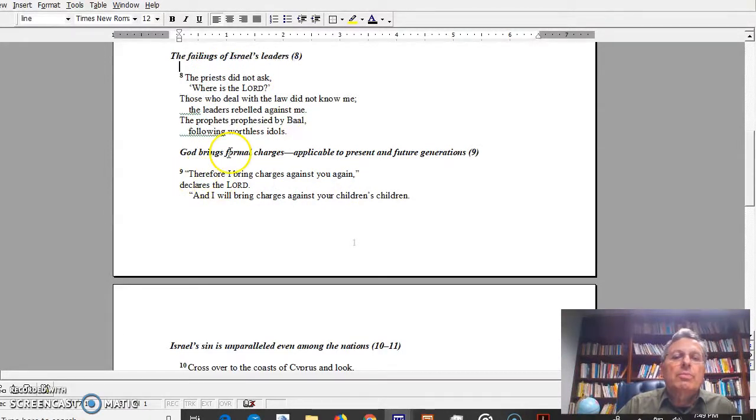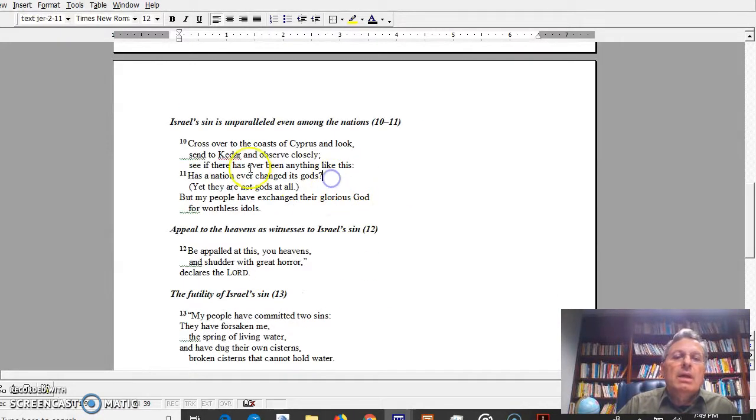And then now God brings formal charges, and I put applicable to present and future generations, because he said, I'll bring charges against you again, against your children's children. The present generation, that's you, and the future generations, that is the children's children. Right? And then cross over to Cyprus or to Kedar. Cyprus is in the Mediterranean Sea to the west of Israel. Kedar is in the wilderness, in the desert areas where Arab tribes live in the east.